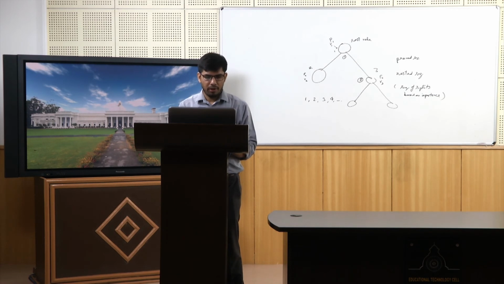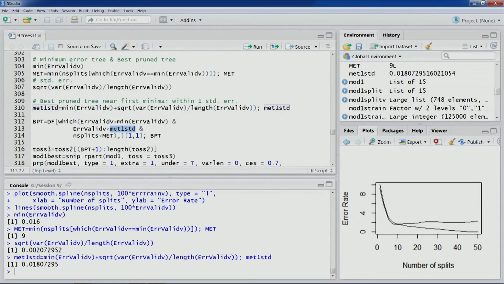The same thing we can also compute using this particular code. You can see we are looking at the range: which of the rows have error less than the minimum error plus one standard error, but greater than the minimum value, and also the number of nodes there should be less than the minimum error tree.